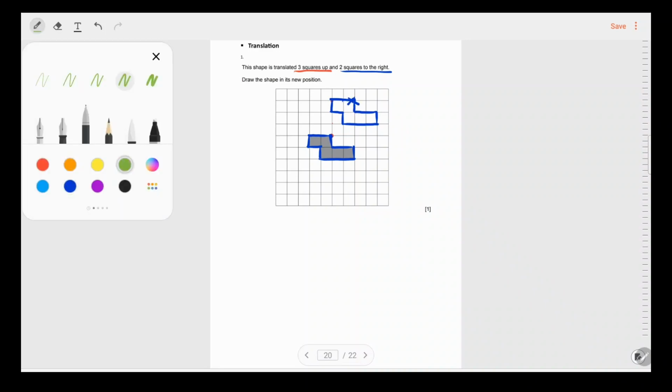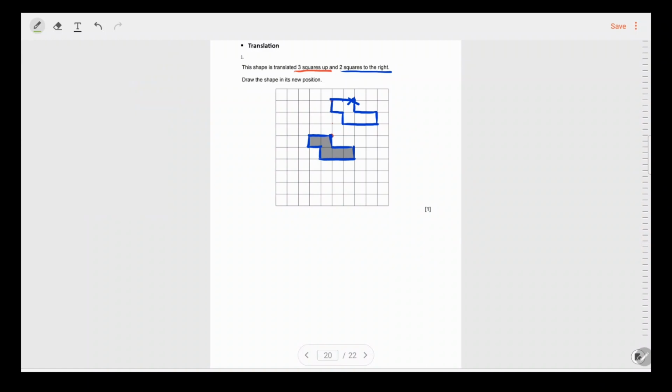So you can use any point you want to translate. You can translate all the points, but that would waste time. So let me just take this as an example. So if you use this point to translate, 3 squares up would be 1, 2, 3, and 2 squares to the right, 1, 2. So you still end up with the respective point translated, and you start from that point and you would draw your shape, something like that. That is what you would do.